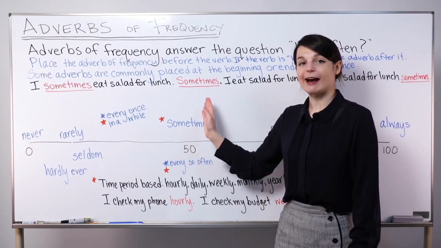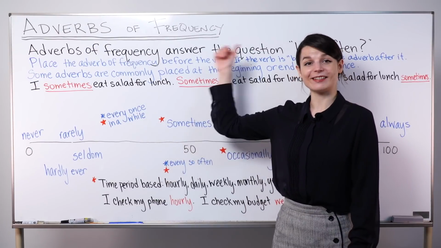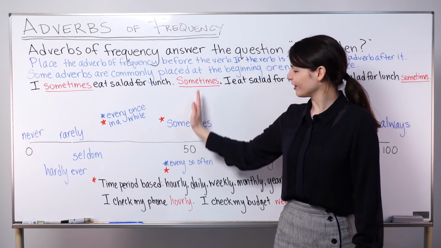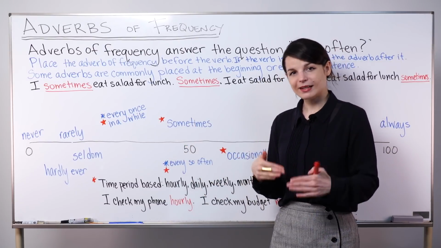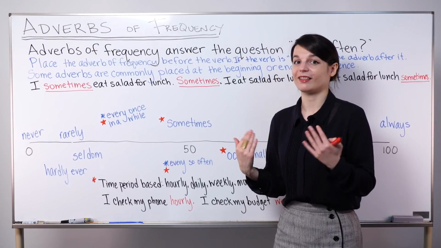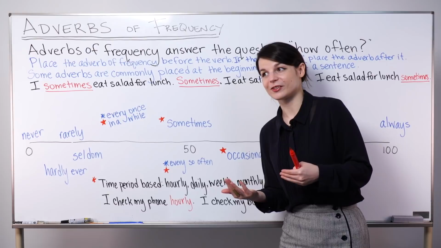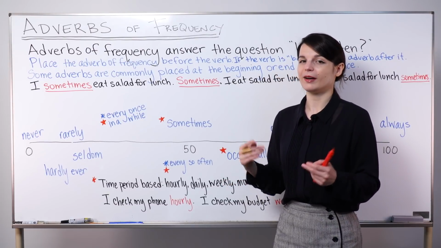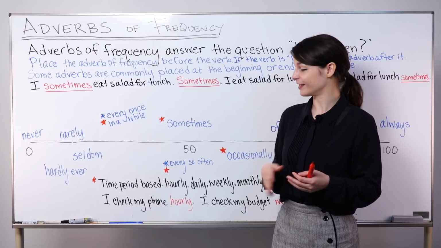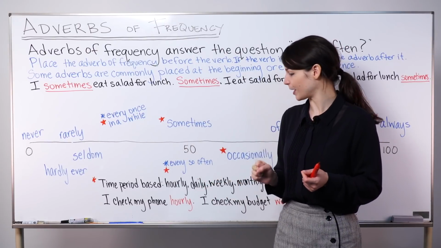So it's like the halfway point. It's not never and it's not at 100. It's very much halfway here. So we want to describe something that happens with some regularity. There's perhaps some schedule to it, or something that we do a little bit more often, but it's not so common for us. That is sometimes.